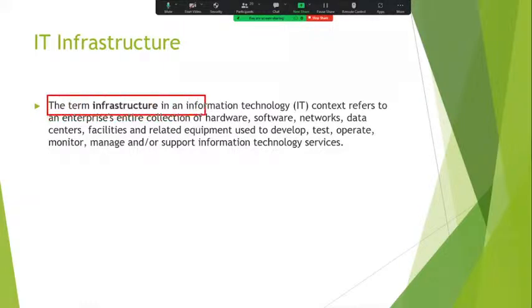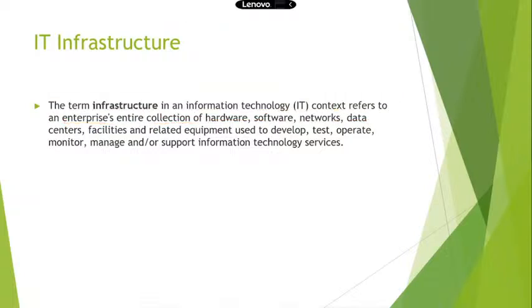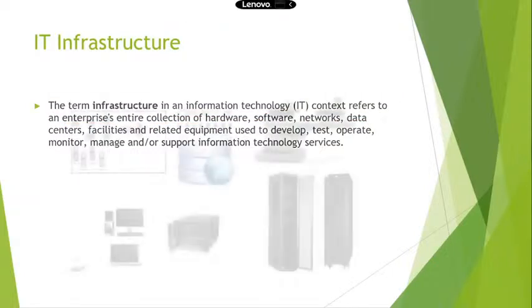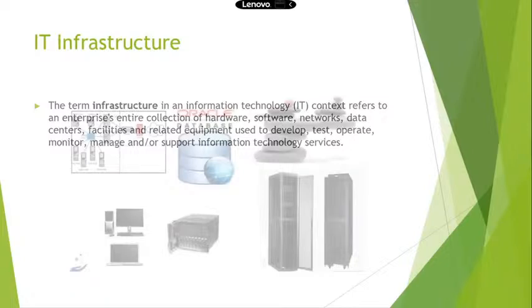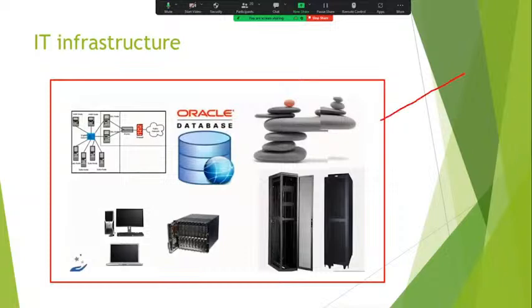The term infrastructure in information technology refers to a collection of hardware, software, switches, network, and load balancer. Now, to maintain our own IT infrastructure, we require what? One DC. What is the DC? Data center. If you go to TCS, Cognizant, Wipro, Accenture, any company in the world, they will have their own data center.